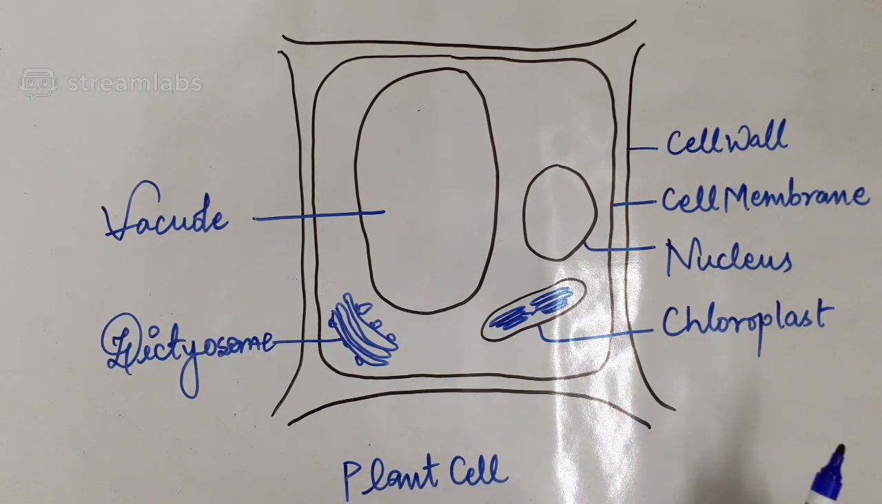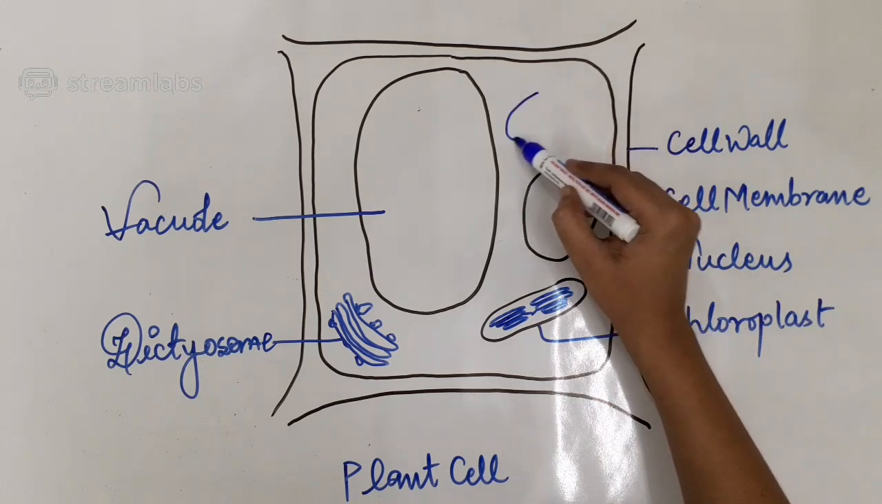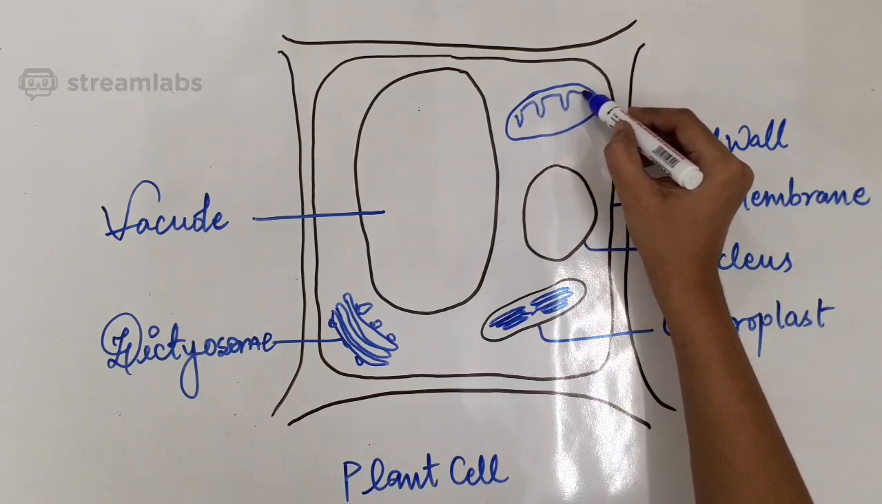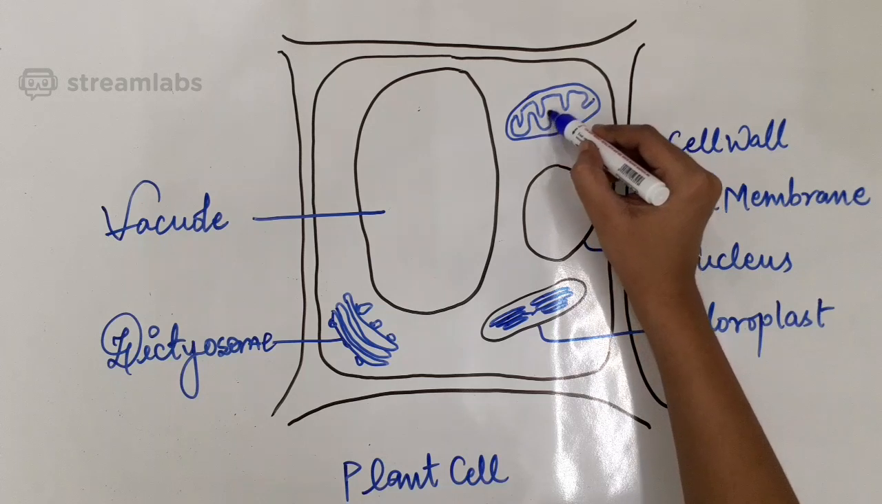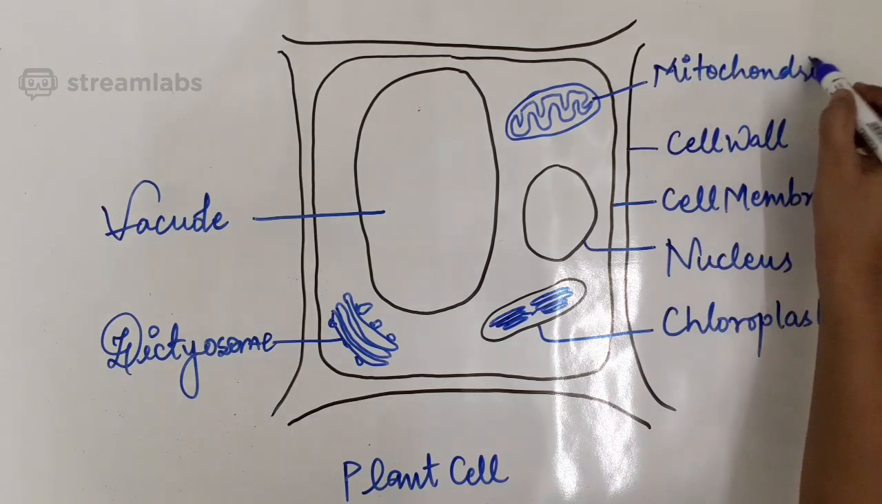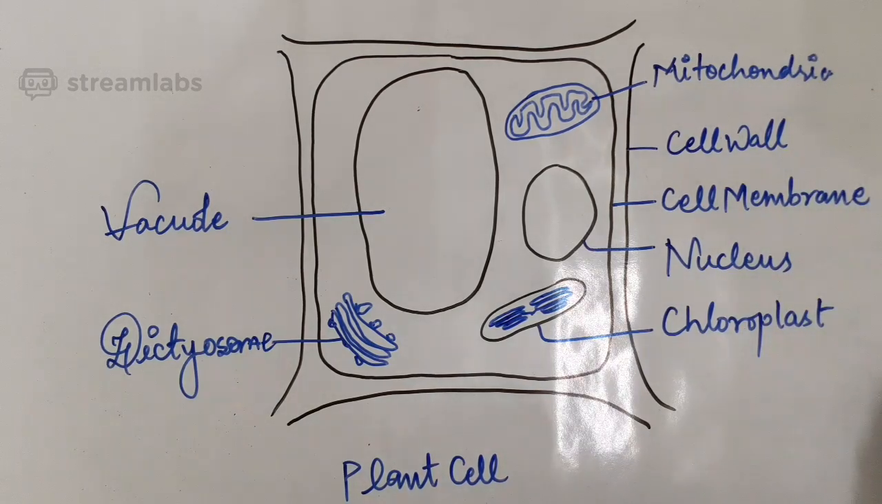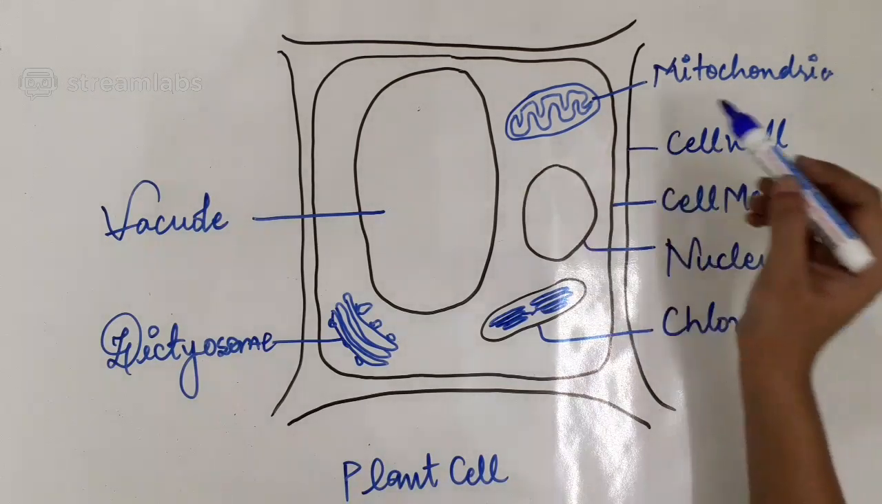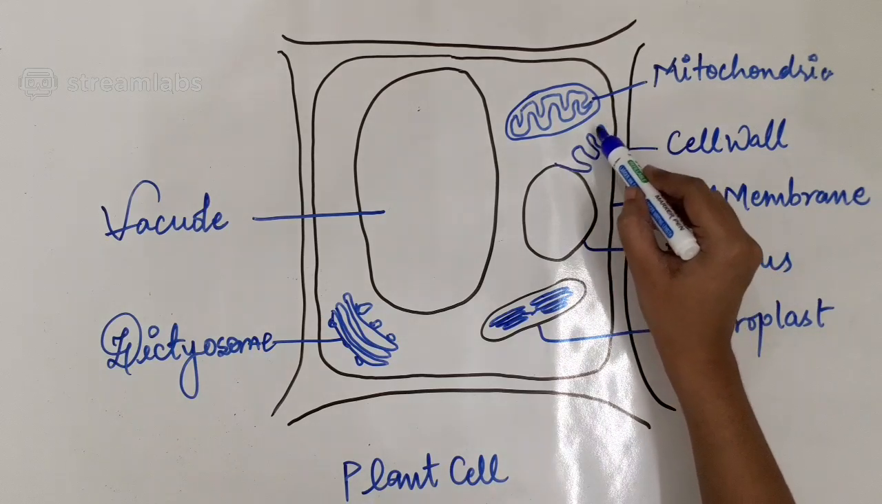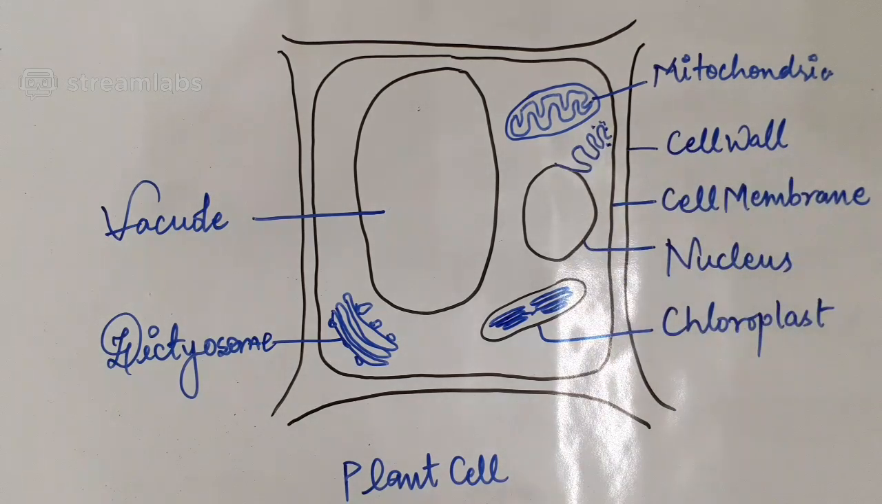ठीक है. Mitochondria is present. Mitochondria is also performing the same function in the plant cell, that is the production of energy and the site of respiration. The endoplasmic reticulum is also present, smooth endoplasmic reticulum and rough endoplasmic reticulum. The ribosomes are also present, same as in the animal cell.